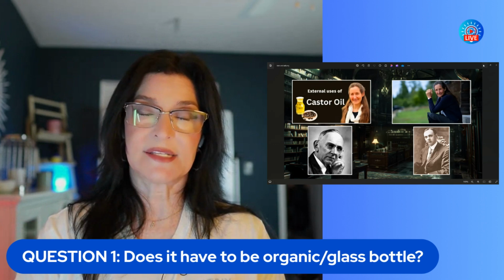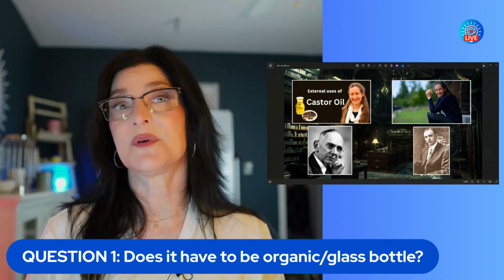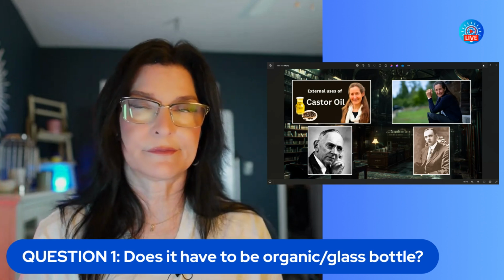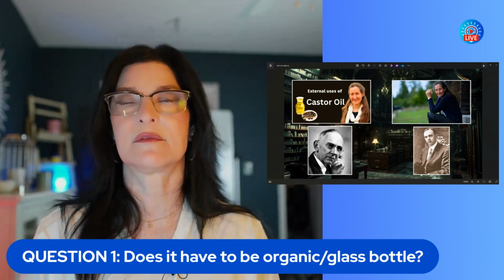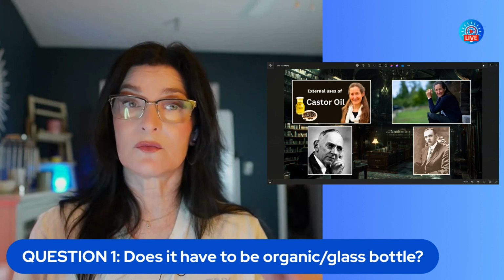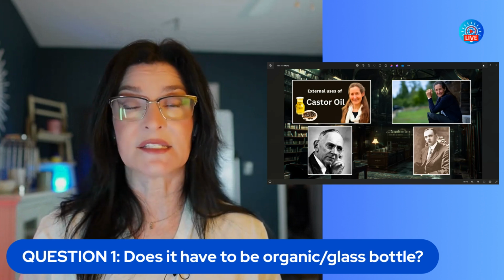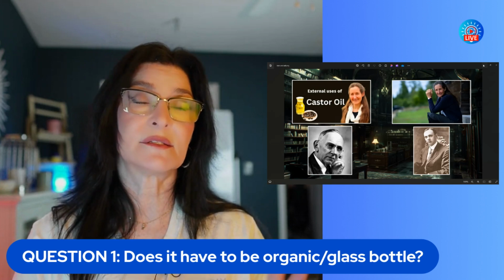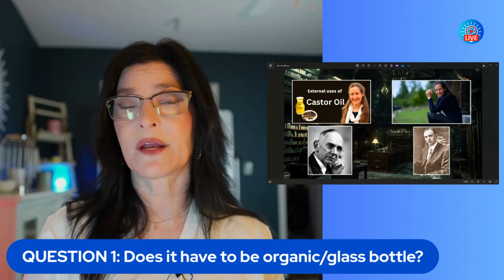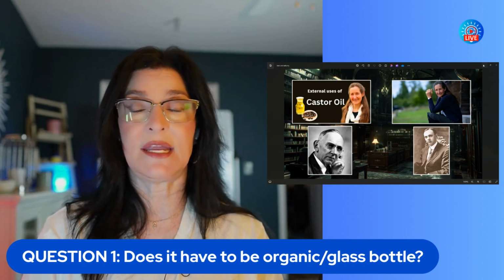So yes, and I mean the dark glass bottle is to protect it from light, because with any oil, unless it's, you know, sunflower oil, they can be in clear glass bottles. But with most really high quality oil, you'll notice it is in a dark glass bottle, and that's because light can cause it to turn or go rancid a lot quicker. And you definitely want to make sure that it is organic.